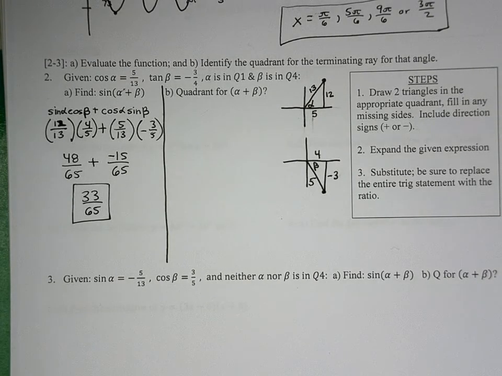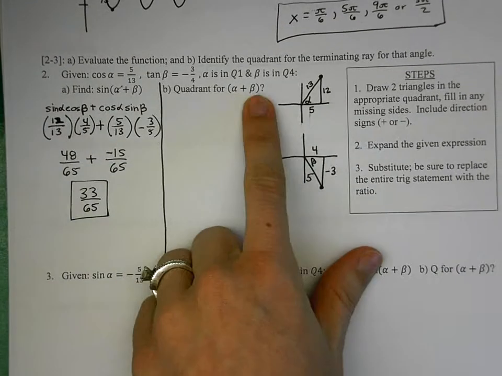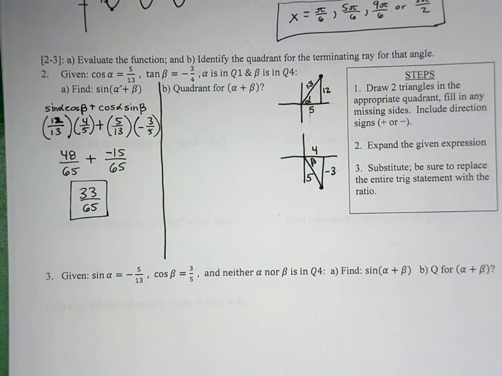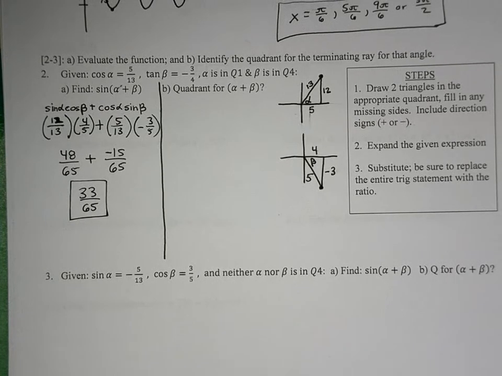Which then brings us to part B. At this point in the unit, there are kind of two questions that they're going to ask us. One is to evaluate one of the trigs. Could be sine, could be cosine, could be tangent. The other question they could ask you is, what quadrant does that angle, in this case alpha plus beta, lie in? Okay? Well, in order to answer this second question, we need two trigs.